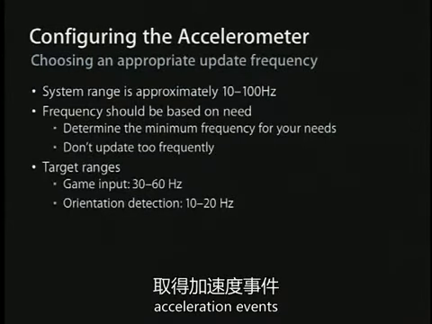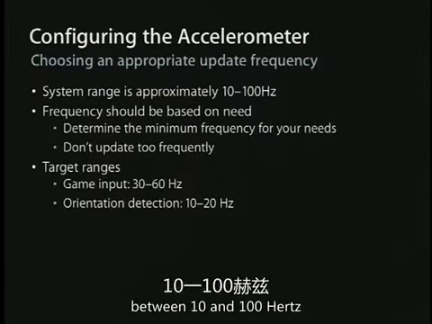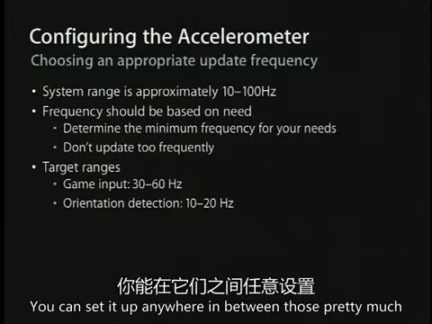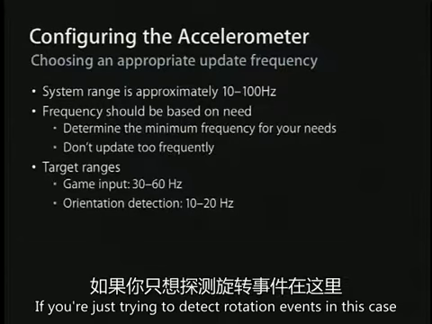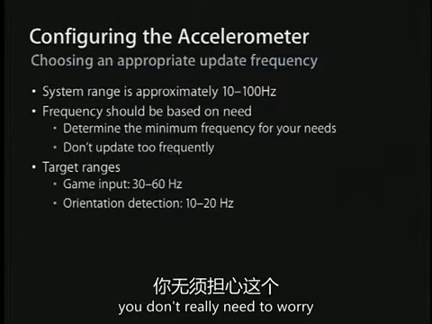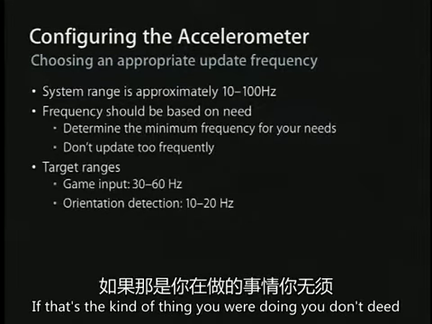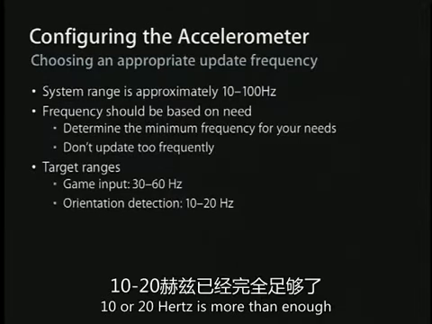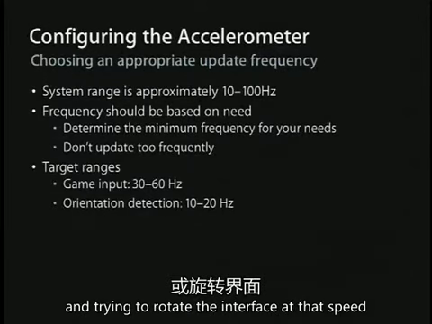So I kind of mentioned the range is somewhere between 10 and 100 hertz. You can set it up anywhere in between those pretty much. The frequency really should be based on what you need. If you're just trying to detect rotation events, you don't really need to worry about this, because we've got all these other APIs for figuring out what orientation the device is in. But if that's the kind of thing you were doing, you don't need to update very frequently. 10 or 20 hertz is more than enough. The user's not flipping their phone around in a circle and trying to rotate the interface at that speed.